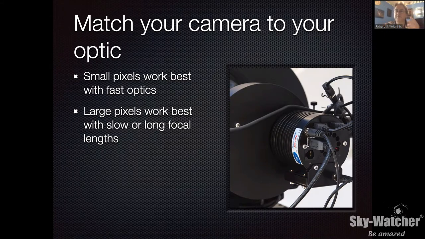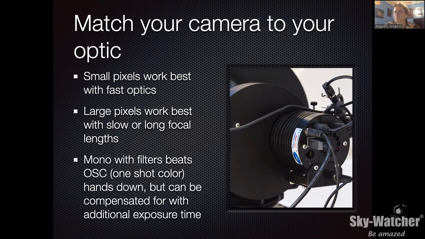So you want some nice big pixels to collect that light. And mono with filters will always beat one-shot color, as long as you're comparing apples to apples, the same sensor. Let me repeat that again, because somebody always has a chip on their shoulder about this. My CMOS is better than your CCD. It probably is. I'm going to tell you right now, you don't need to tell me that, because I believe you already.